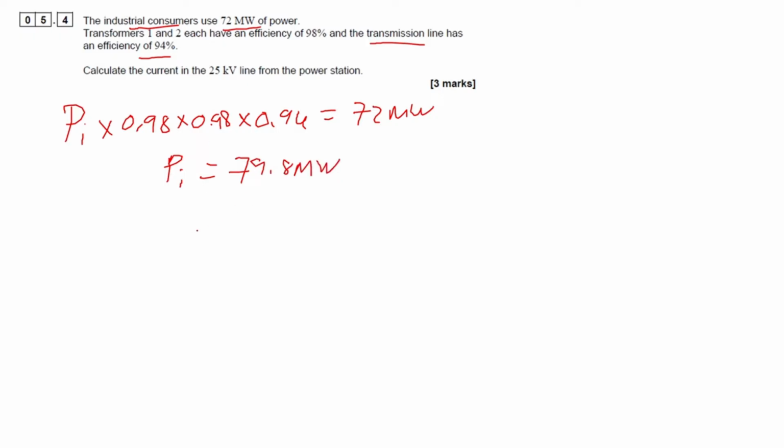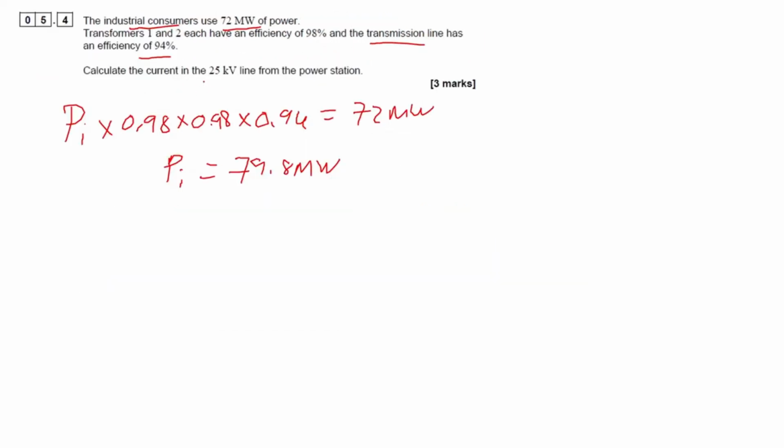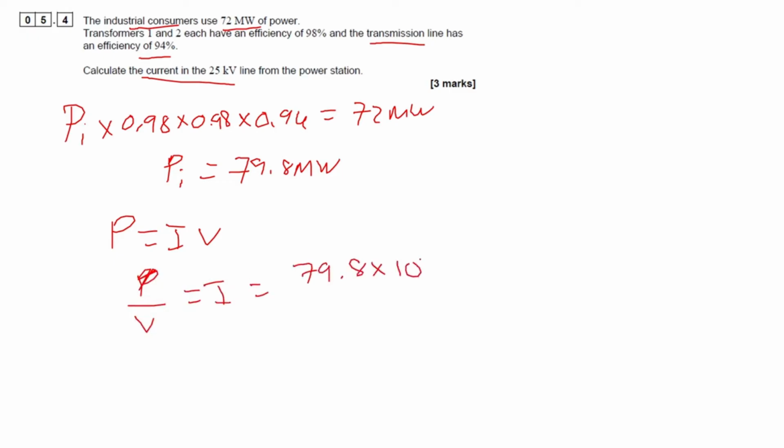megawatts. Okay, so this is the power output from the power station, and that is the power being transmitted through this 25 kilovolt line, and that's what it's asking us to work out, what the current is in the 25 kilovolt line. So we know P equals IV. I could use this equation, so I do P divided by V equals I. So this 79.8 times 10 to the 6, because it's megawatt, divided by 25 times 10 to the 3, 25 kilovolts. And you get 3190 amps.